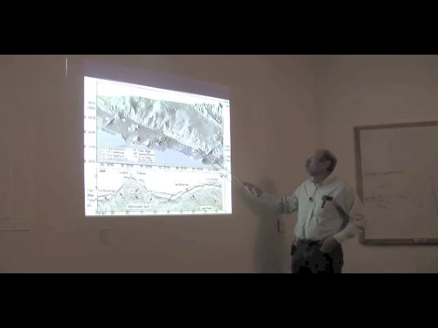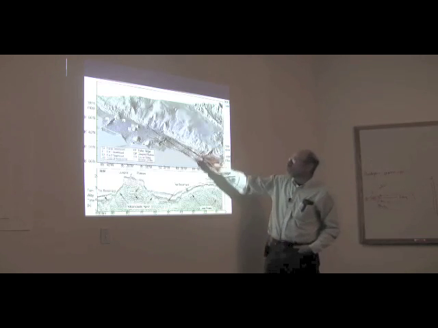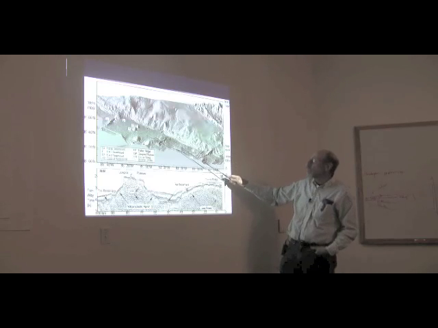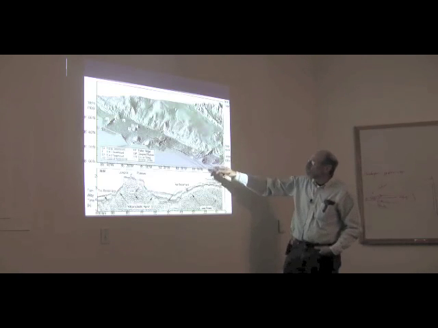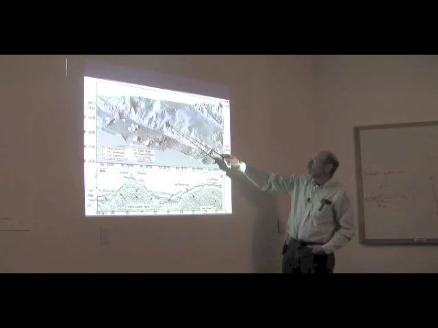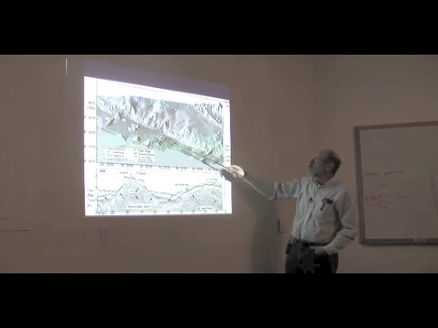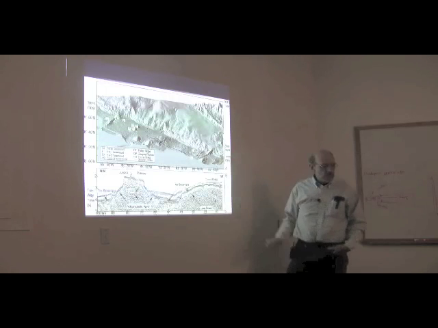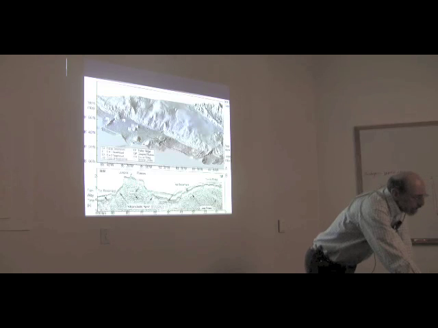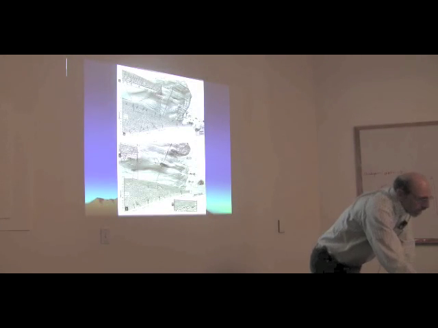Looking at that box, here's the base of the trench. Here's the lower plate going down. This is the upper plate over here. And so you can see these seamounts and ridges coming in. And you can see these gouges that are taking place out in the front. And those gouges represent subduction erosion.